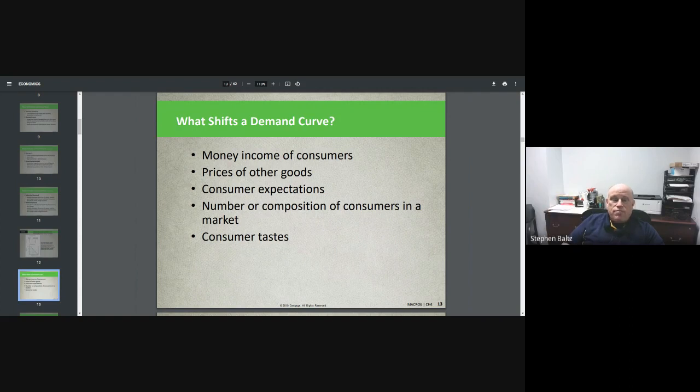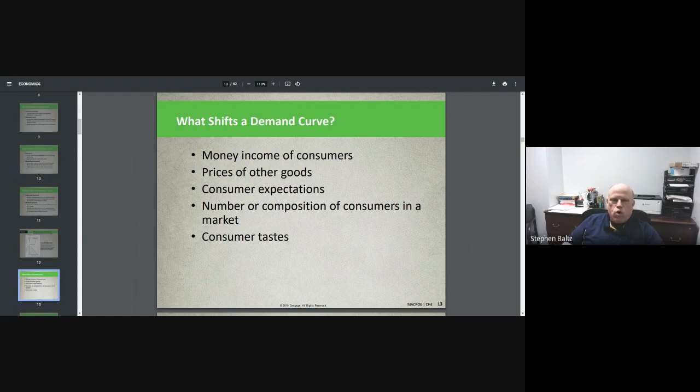Okay, if there's less income in the economy for some reason, maybe increased taxes or inflation, things like that, then it will shift the demand curve for all normal goods to the left, or basically it will be a decrease in demand.